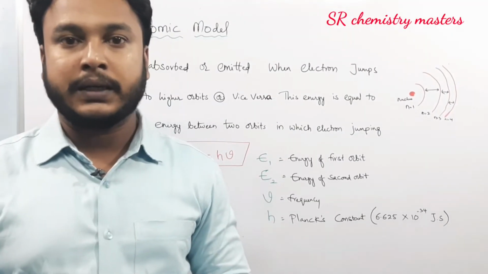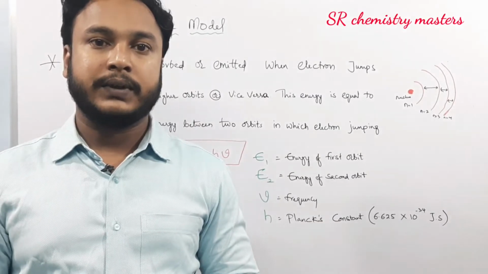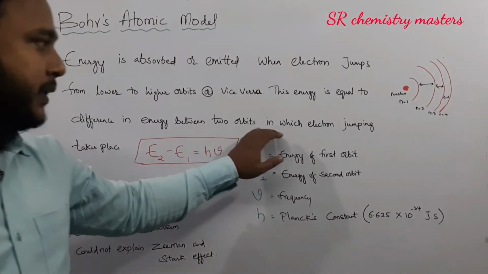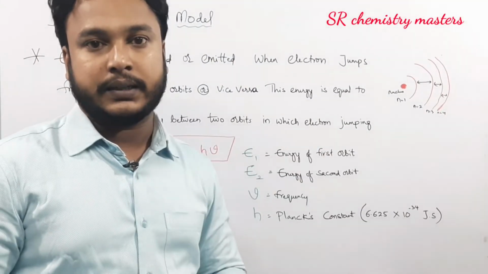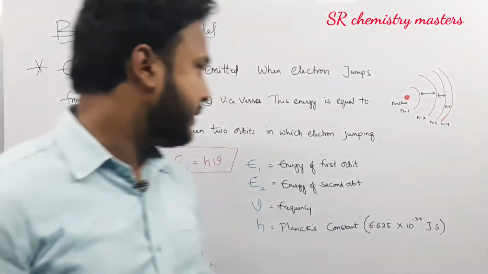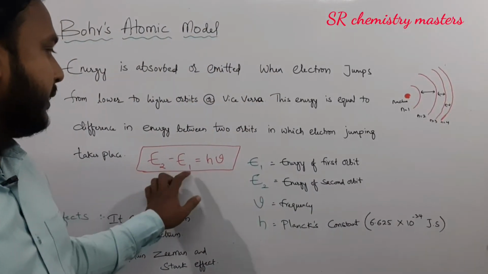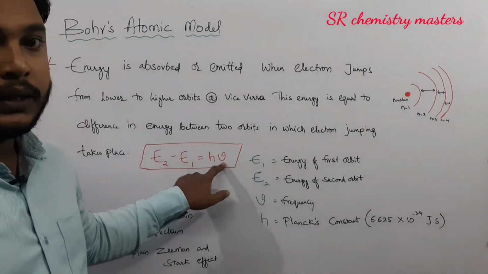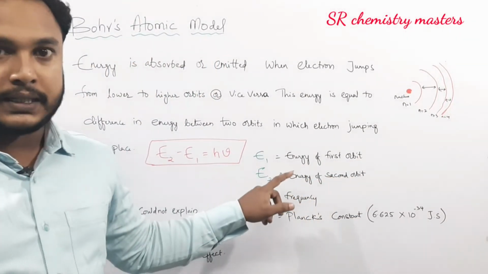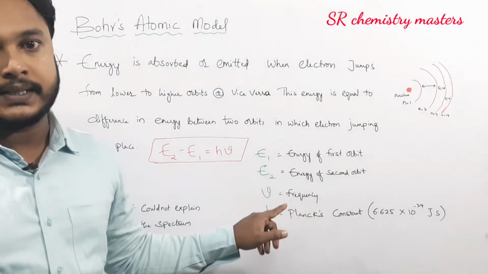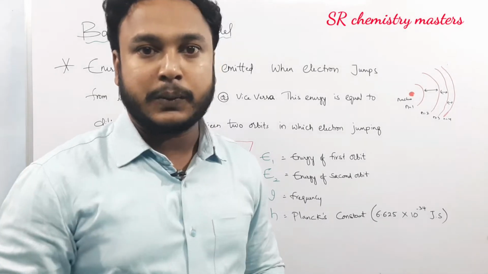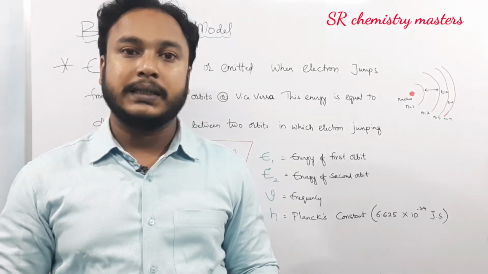This absorbed or emitted energy is equal to the difference between the energies of the two orbits between which the electron jump takes place. The difference in energy is mathematically represented as E2 minus E1 is equal to h mu. Here E1 is the energy of the first orbit, E2 is the energy of the second orbit, mu is the frequency, and h is Planck's constant, whose value is 6.625 into 10 to the power of minus 34.